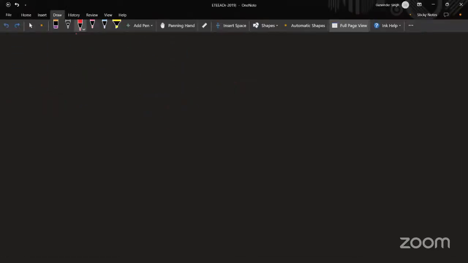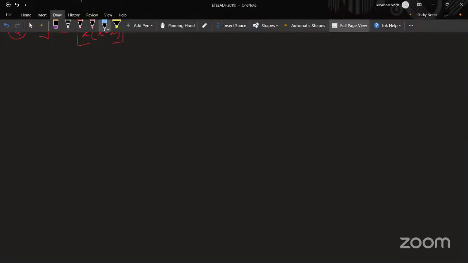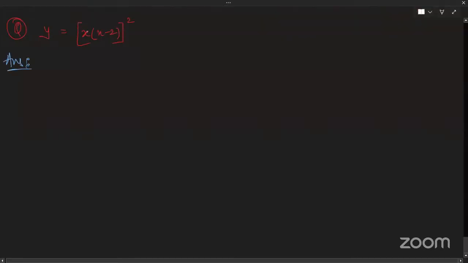Correct. So I have got my function y as x into x minus 2 whole square. Okay. So it is asking you, what is the range? What is the interval where this function is increasing and where this function is decreasing? Fine. Let us give it a try. So how will you differentiate this thing? How will you differentiate this?